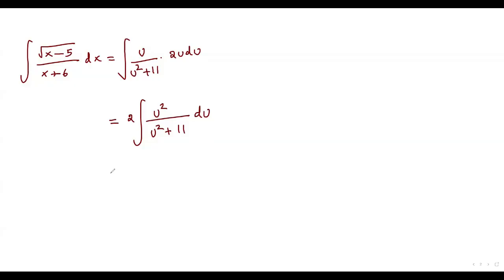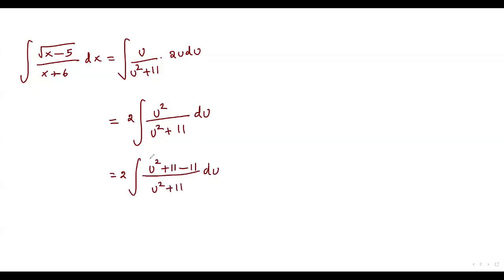times du, equal to 2 times integral. So here what I'm going to do is in numerator, I'm going to add 11 to this u square. So then I'm getting u square positive 11. To balance the addition of this 11, I subtract 11. So when I simplify this one, still it is equal to the original stuff u square. In denominator, we have u square positive 11 times du.